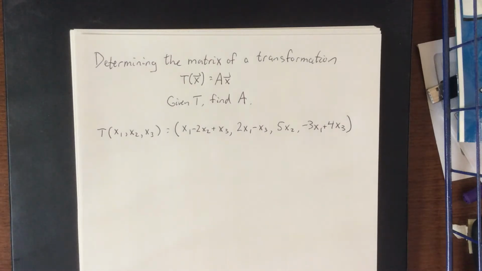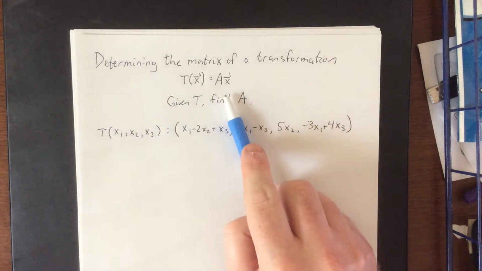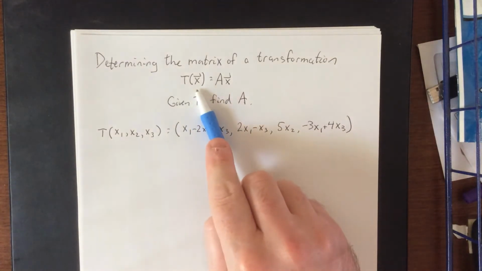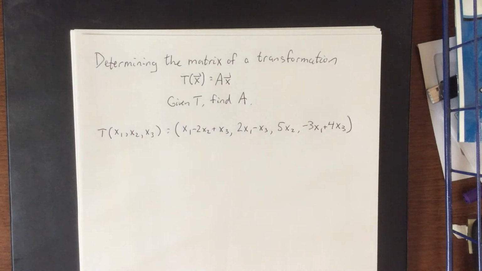In this one, we're going to be taking a look at how to find the matrix of a transformation given a linear transformation. So we are looking for the matrix A such that the image of a vector that we refer to as x is going to be the same as multiplying matrix A times x. So given T, find A.